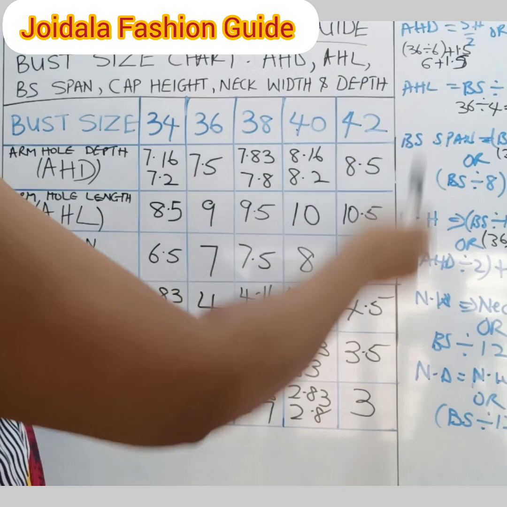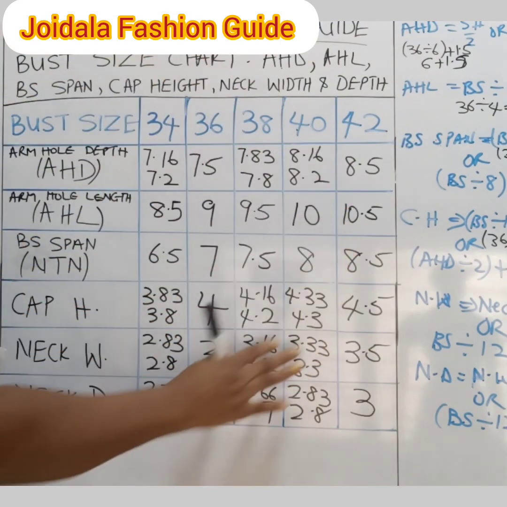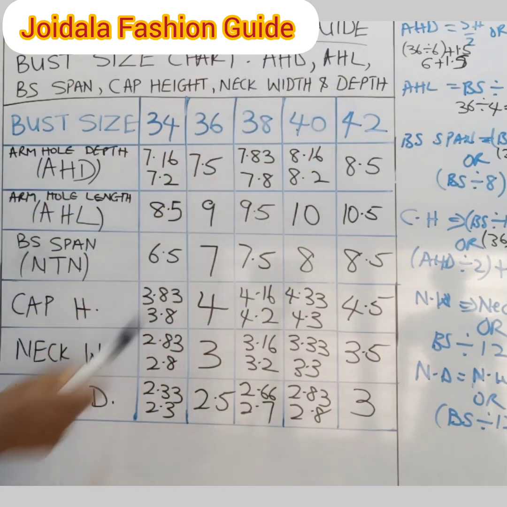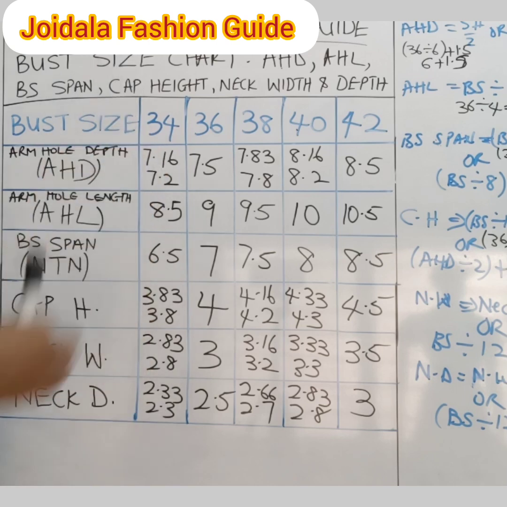So once you know your basic formula, then you can create a bust size chart like this that covers armhole depth, armhole length, bust span, cap height, neck width and neck depth, and that will make your job very, very easy. You just make a chart like this. You can make it on a cardboard paper and just paste it somewhere, maybe close to your working table, and then you can easily refer to it.